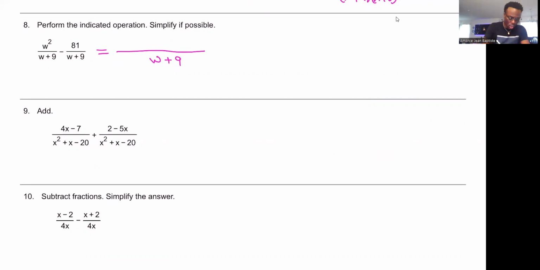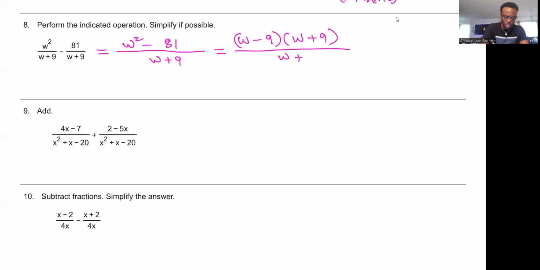So w squared minus 81, difference of squares. So the top becomes w minus 9 times w plus 9 over w plus 9. Simplify this, then your answer is w minus 9.